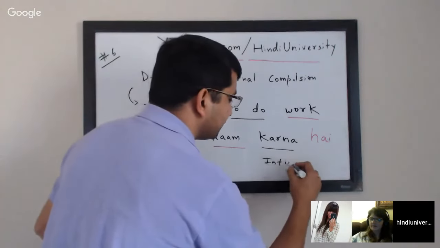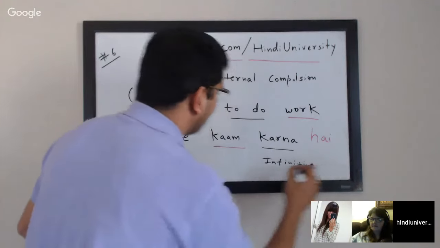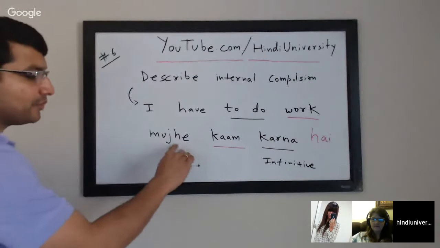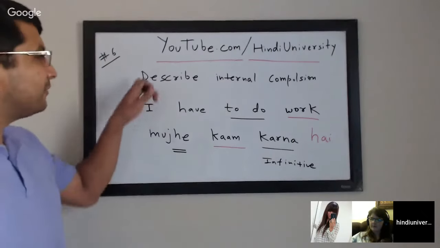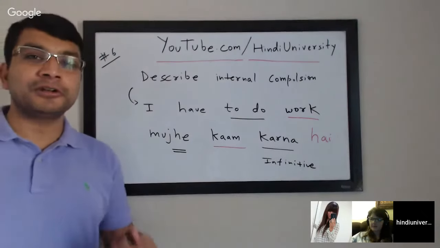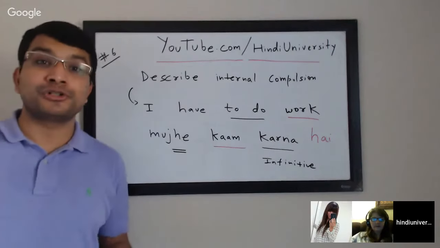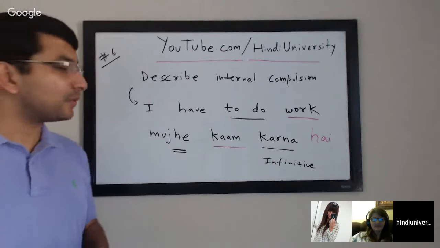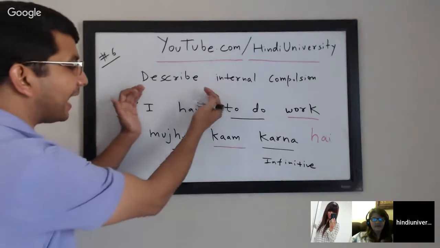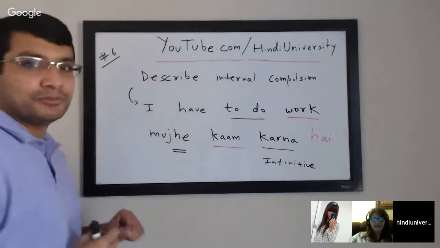Okay, infinitive form. Now there's no separate "to" which will help you translate this to mujhe. But that's why we covered this scenario as internal compulsion, where you have some compulsion to do something. That's when you say mujhe kaam karna hai. So think of it as "I have" roughly translated into mujhe.